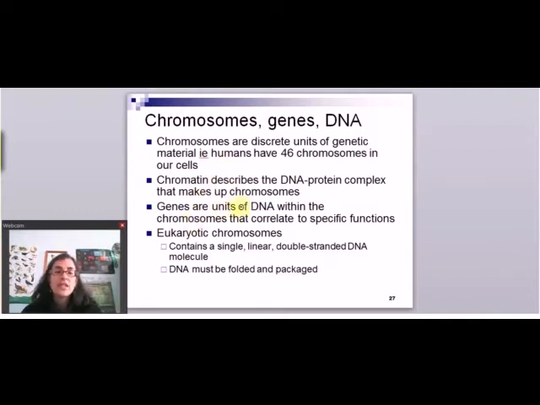Genes are units of DNA within the chromosome. So if I imagine this is my chromosome, there's distinct pieces within the chromosome called genes. So this might be gene X, this might be gene Y, and these correlate to specific functions. So gene X might be the information that the cell uses to make enzyme X. This might be the information the cell uses to make protein Y. So genes are functional units that carry specific information.